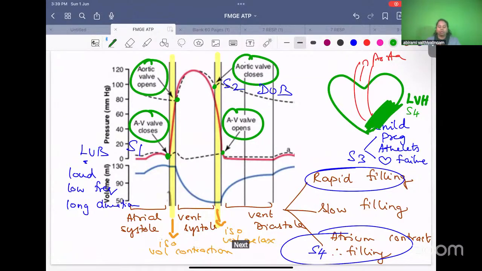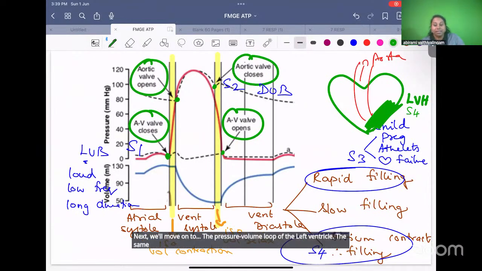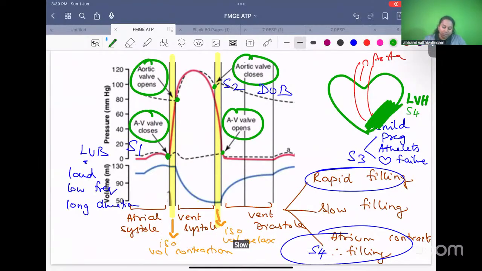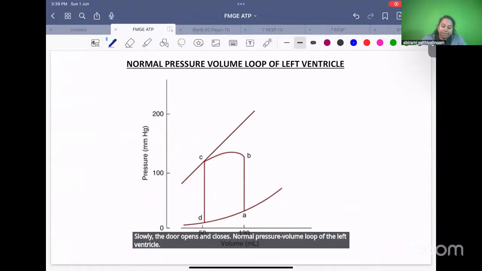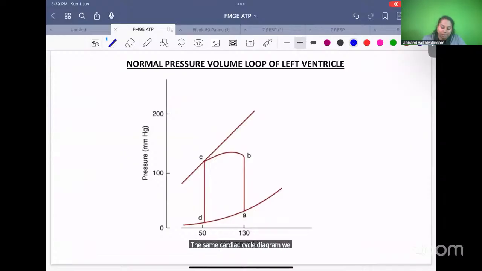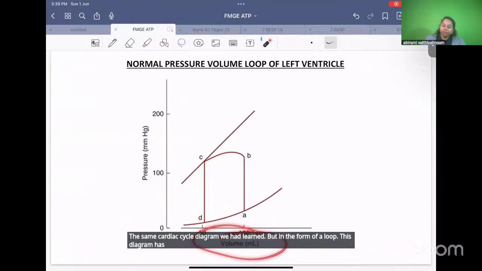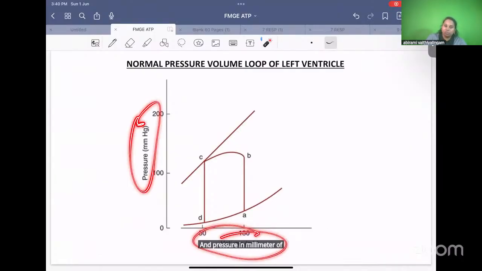Next, we'll move on to the pressure volume loop of the left ventricle. The same cardiac cycle. Yes, Dheeraj, like the horror movie, exactly. Slowly the door opens and closes. Normal pressure volume loop of the left ventricle. The same cardiac cycle diagram we had learned, but in the form of a loop. This diagram has volume in ml on x-axis and pressure in millimeter of mercury on y-axis.